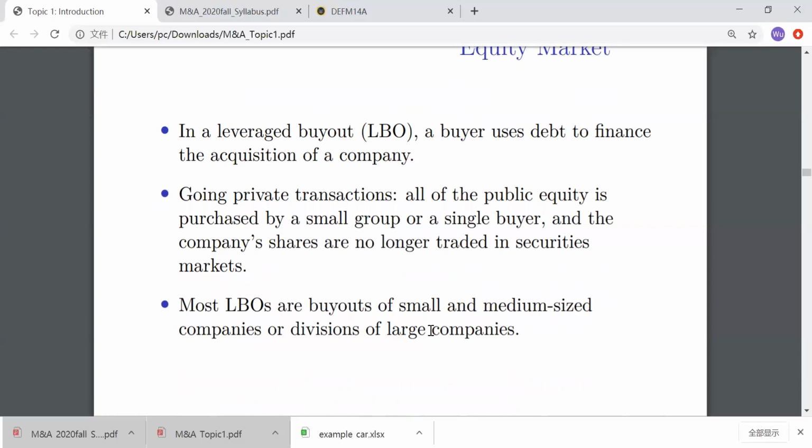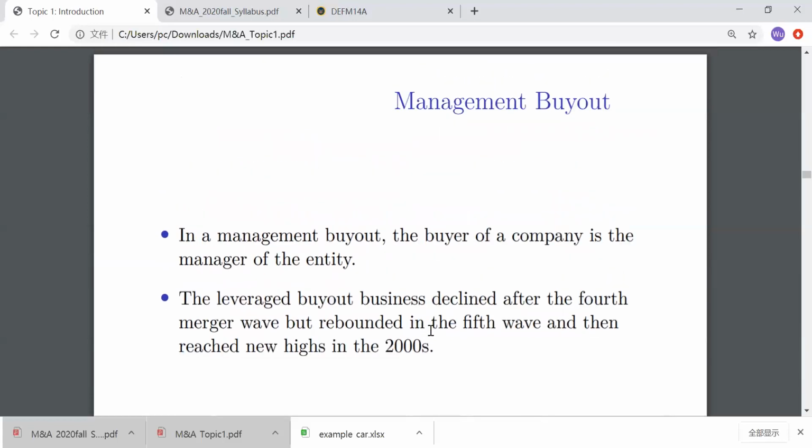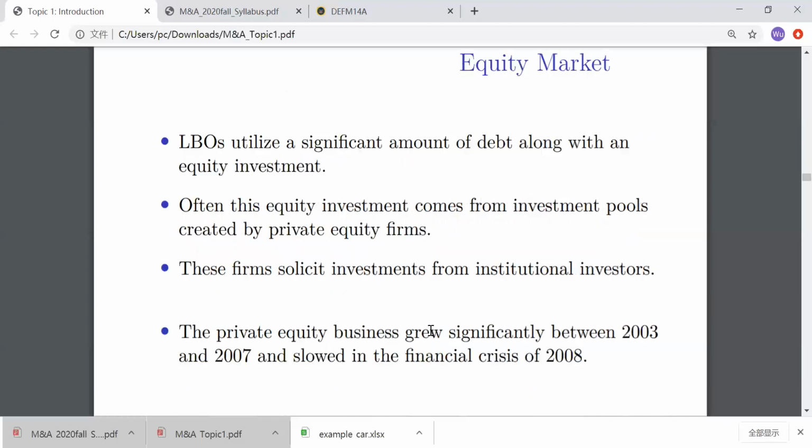And most of the LBOs are buyouts of small and medium-sized companies or divisions of large companies. Typically, the buyers are private equity firms. A special case here is called management buyout. In a management buyout, the buyer is the manager by definition. And historically, leveraged buyout businesses declined after the fourth merger wave, which was in the 1980s. But leveraged buyouts rebounded in the fifth merger wave and then reached new highs in the 2000s. So this is the pattern.